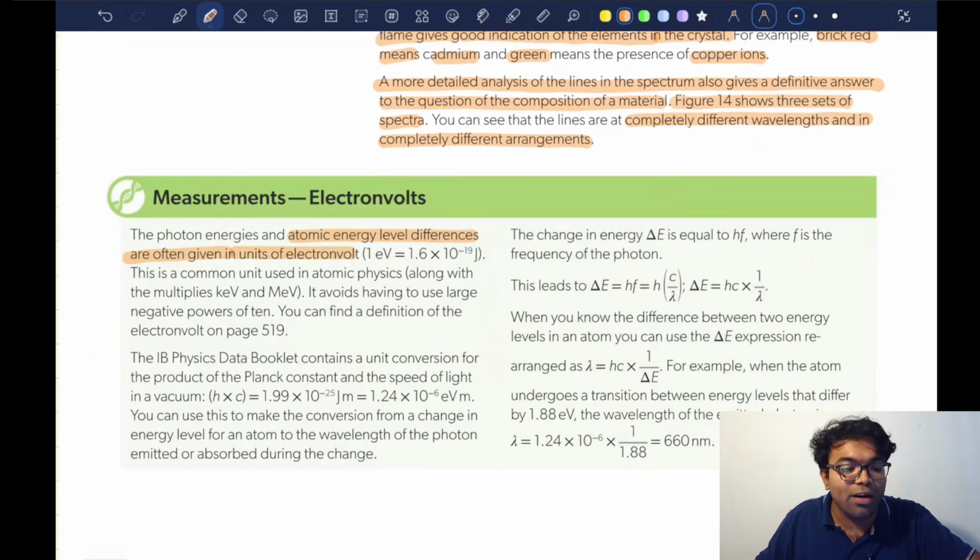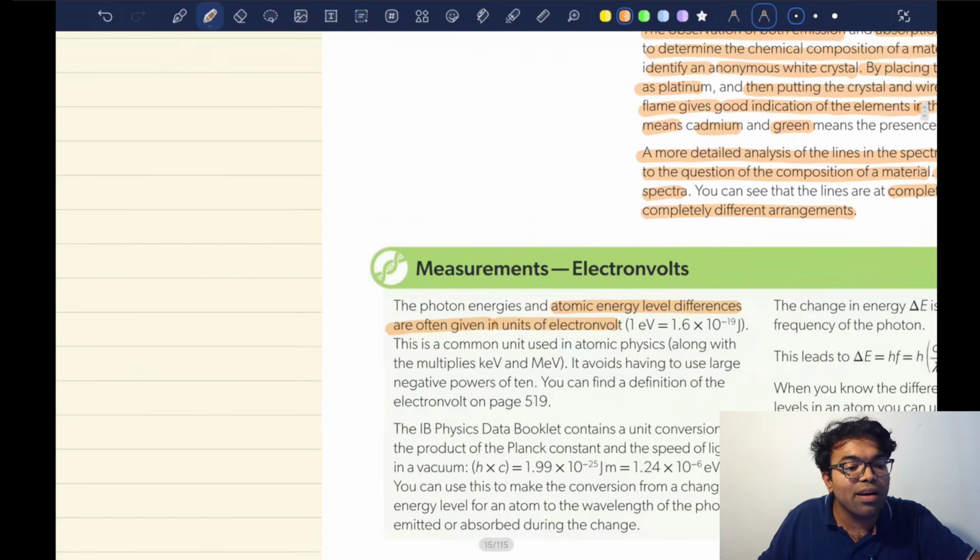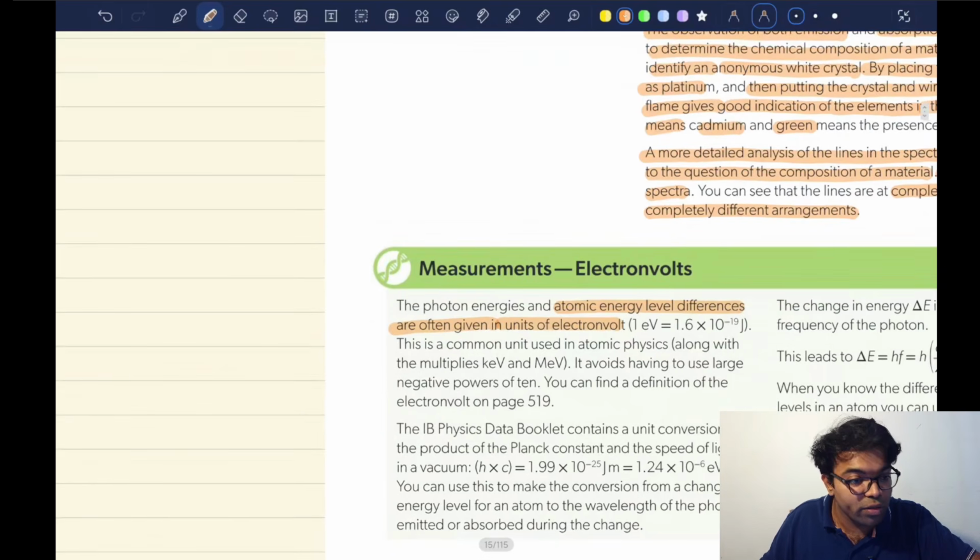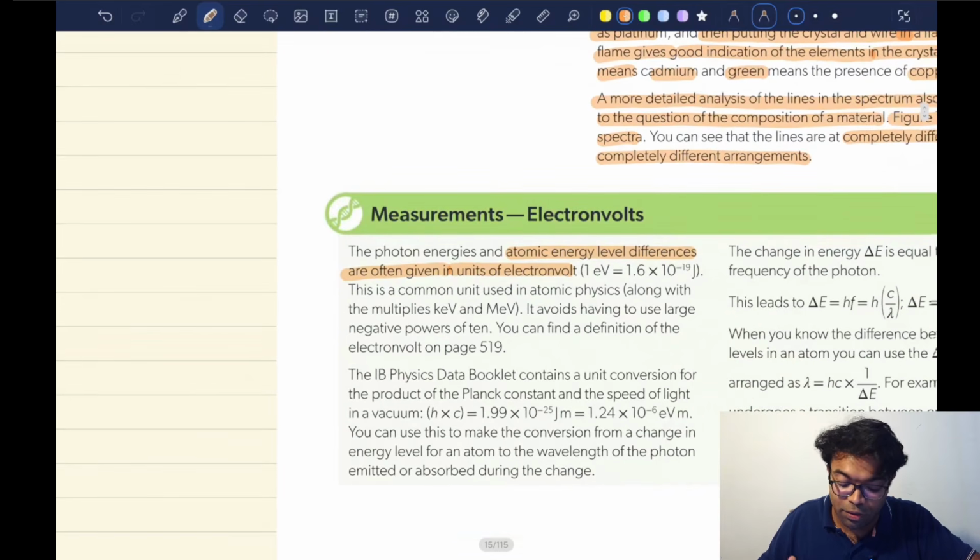Now, what is 1 electron volt? You may think that 1 electron volt is a unit of voltage, but you may be wrong, because 1 electron volt is a unit of energy. Okay, so 1 electron volt is a unit of energy.